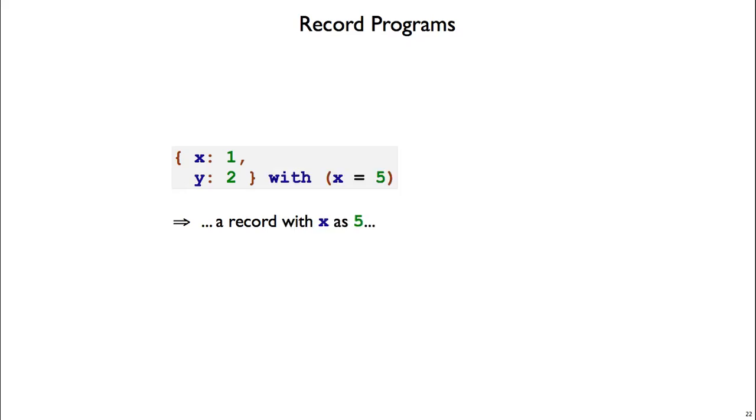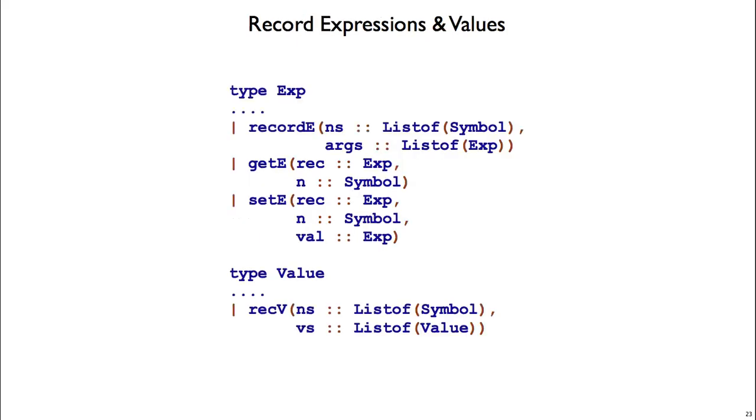Update expressions are also expressions, so when we have an update as the entire program, we need to return a value here, and the value that we'll return is a record, in this case with the field x updated. And finally, here's our abstract syntax for Mo with records. So we have 3 new types of expression: record E, get E, set E.